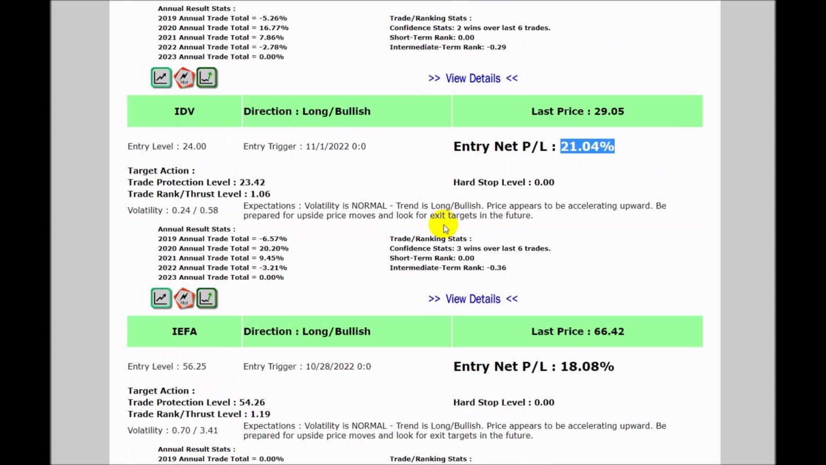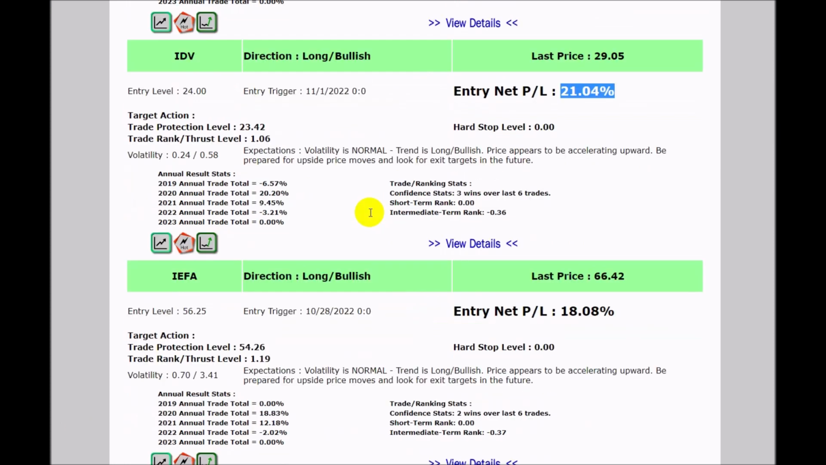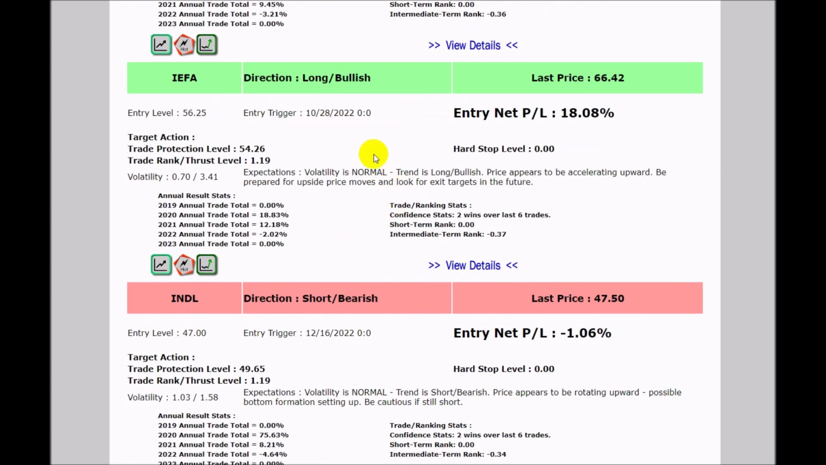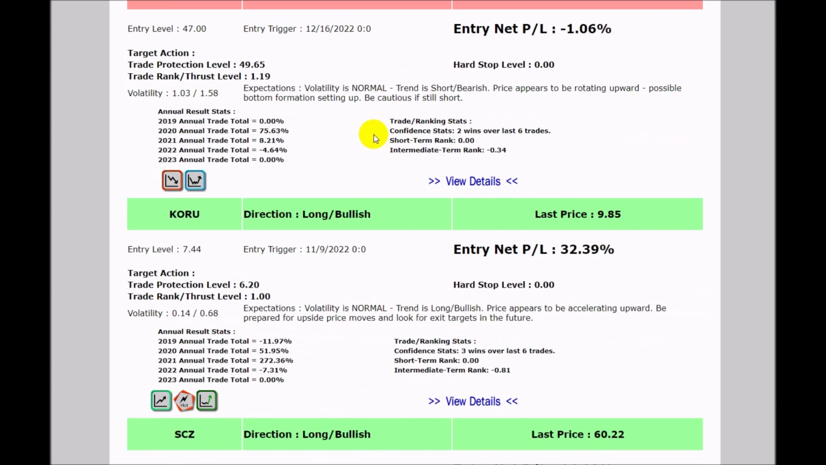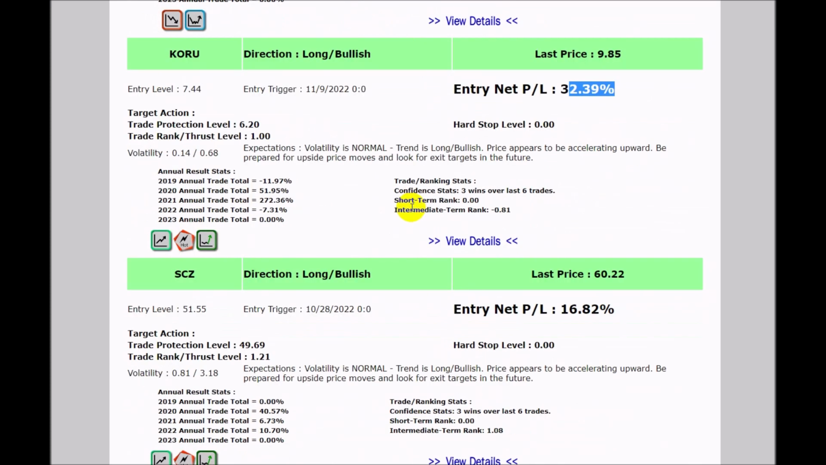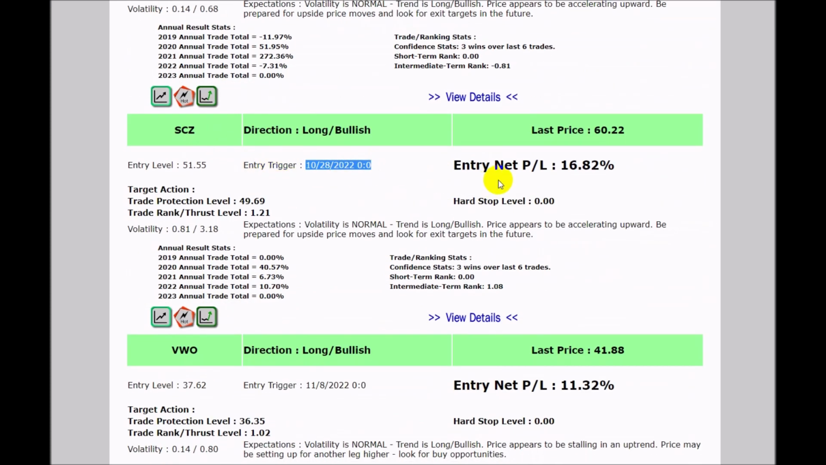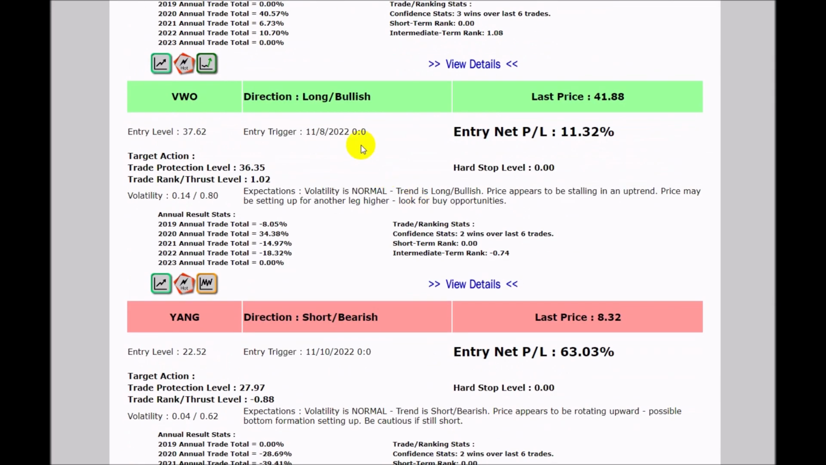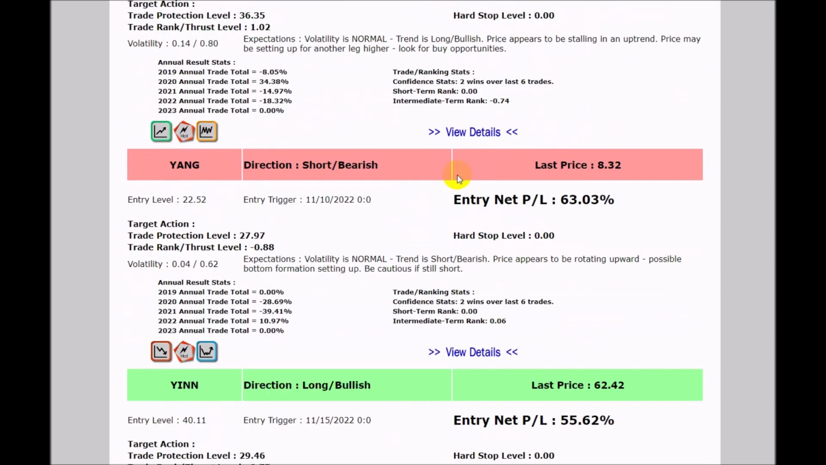I mean, I don't want to say it the wrong way, but come on, guys. If you're looking for good trade triggers and good trade setups, I strongly suggest that you come over here and start taking a look at this and really paying attention to what these trade setups are generating for you. These are no more than 2 or 3 months old. This one here, for example, is 2 months old. It's up 32%. This one is a little over 2 months old. It's up 17%. This one is about 2 months old. It's up 11%. This one is 2 months old. Yang is up 63% on a beautiful trade trigger.